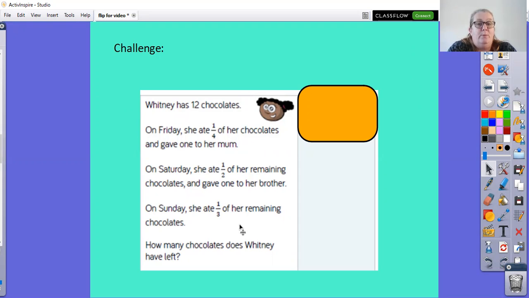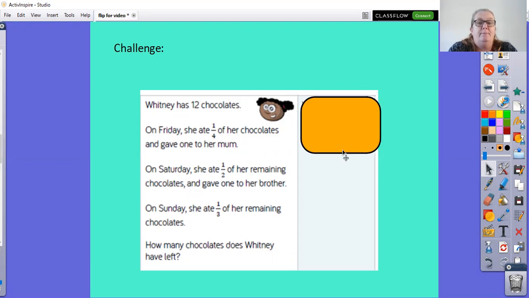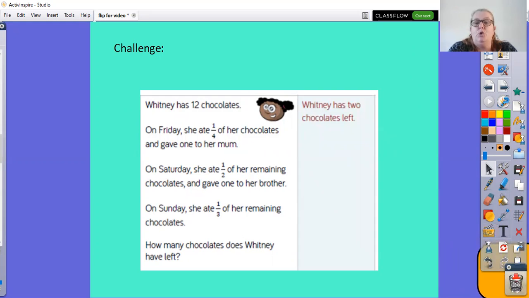Great, so you should have had a go at that one now. And what you should have been aiming for is that she had 2 chocolates left. If you got that right, fantastic, well done. I'd love to see how you worked it out, what you drew. If you didn't get it right, don't worry, it is a complicated question and it's about going through step by step. Have another go. I'm sure you'll get there this time.